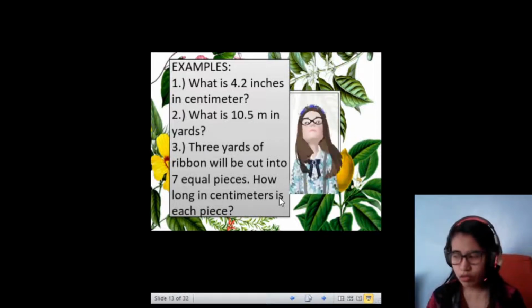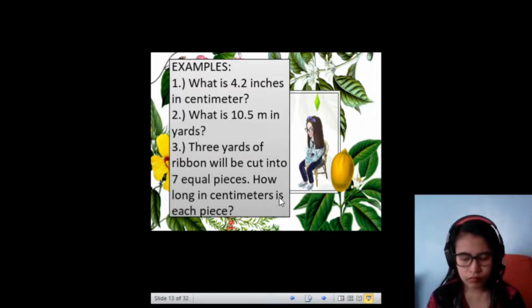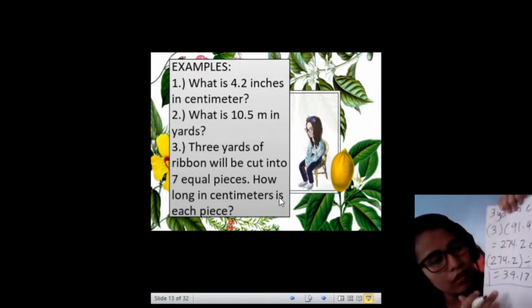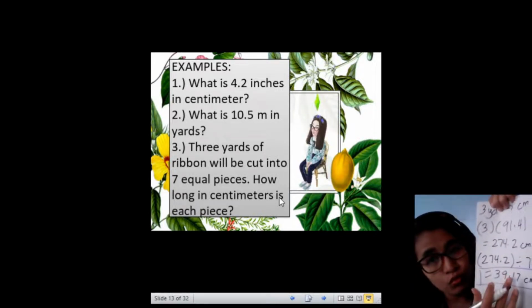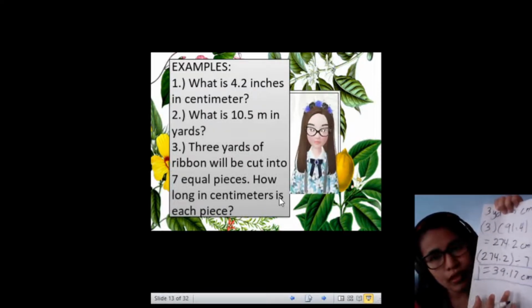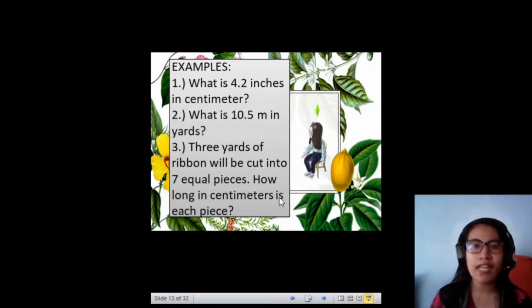And that will be equal to, after we divide the 274.2 centimeter into 7, so per piece you will have 39.17 centimeter. So that's the answer on our question number 3.